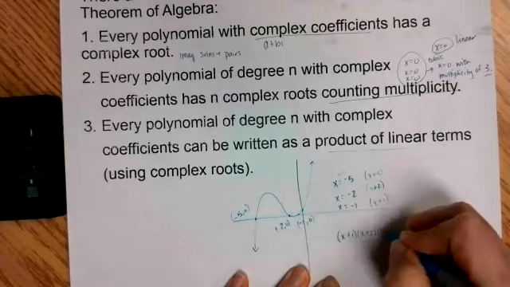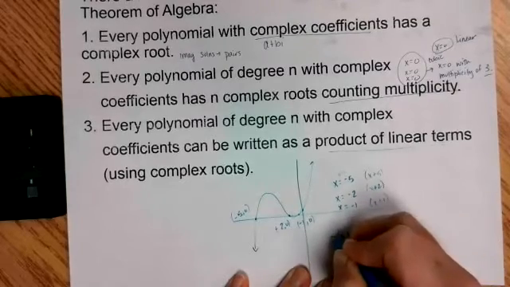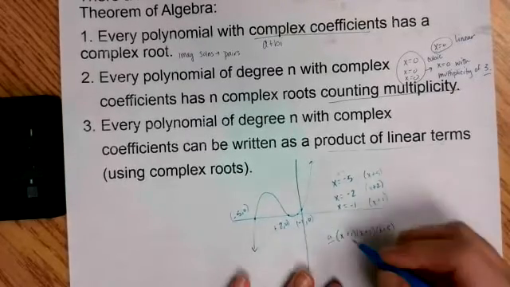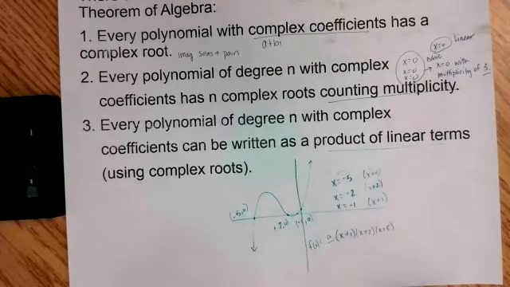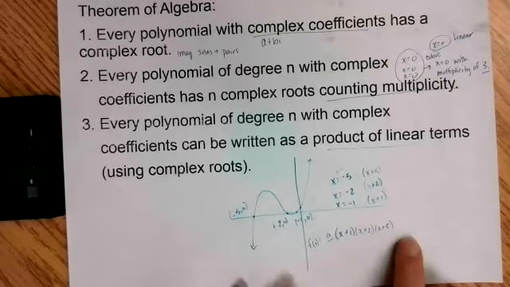Plus 2, x plus 5. Now I might have some a value here that I may need to deal with. Right, so that was kind of dealt with at Delta Math. Finding that a value, we'll answer questions for that in a few. But I can write them as a product of linear terms.